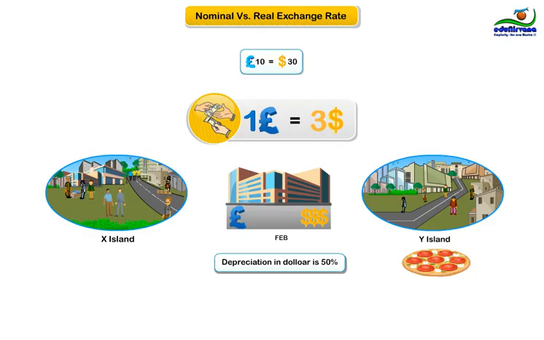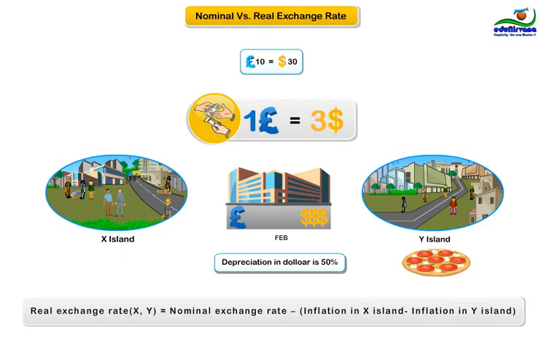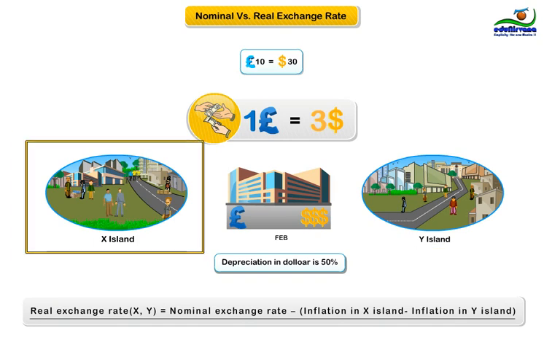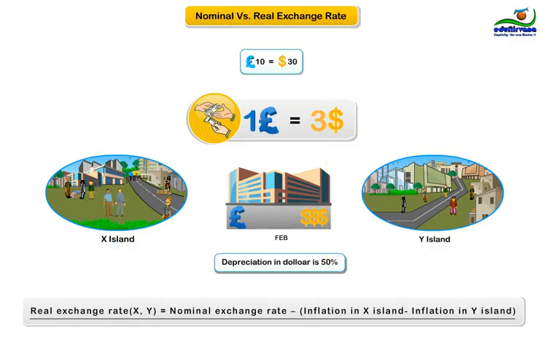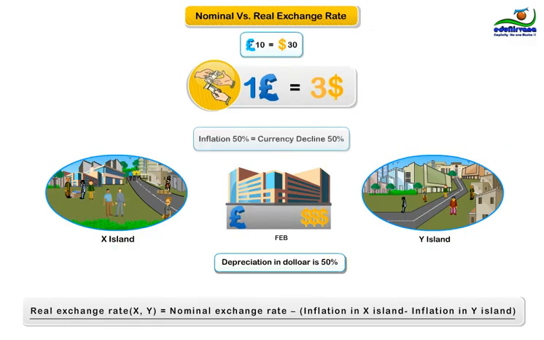So, real exchange rate can be determined as follows. Real exchange rate X or Y is equal to nominal exchange rate minus inflation in X island minus inflation in Y island. So, if inflation in island X is 0% and in Y island is 50%, it means that real exchange rate between X and Y island currency should get depreciated by exactly 50%.